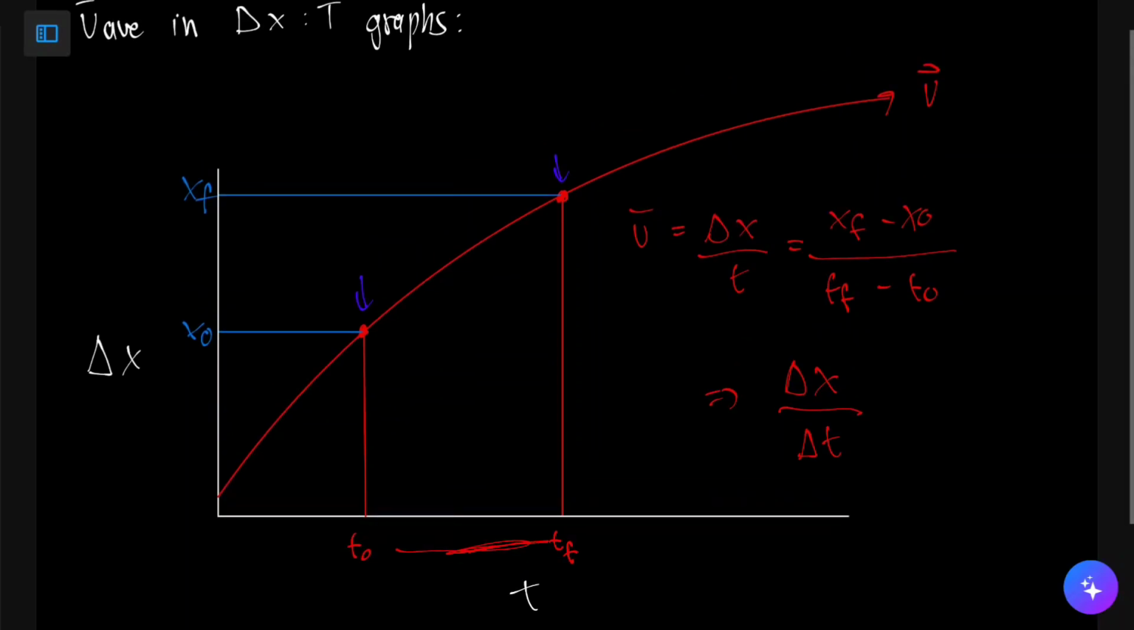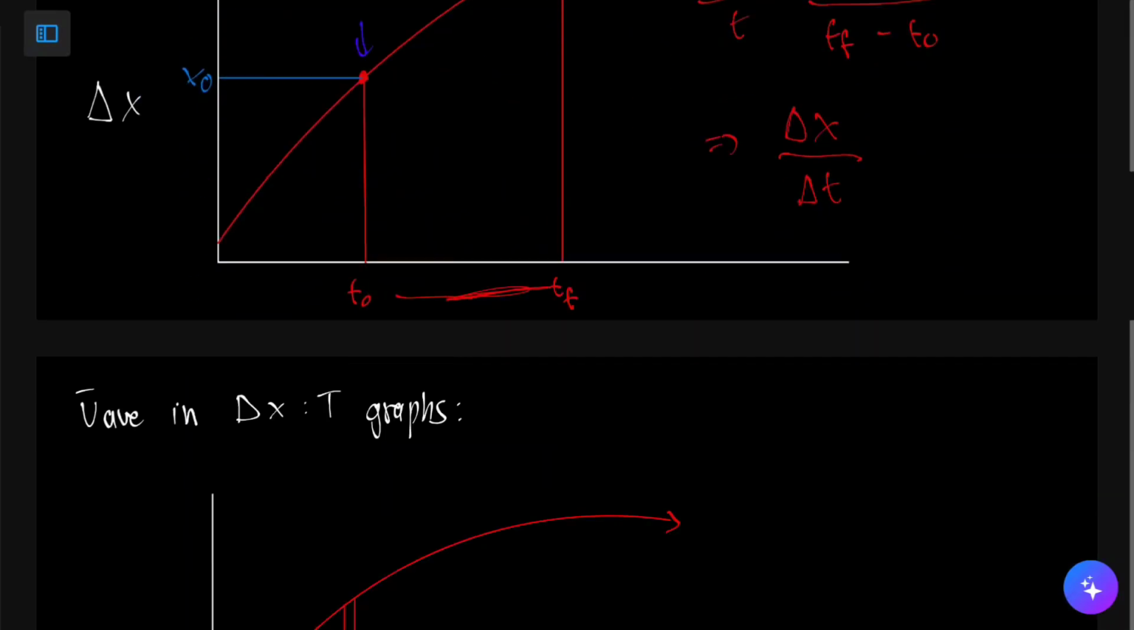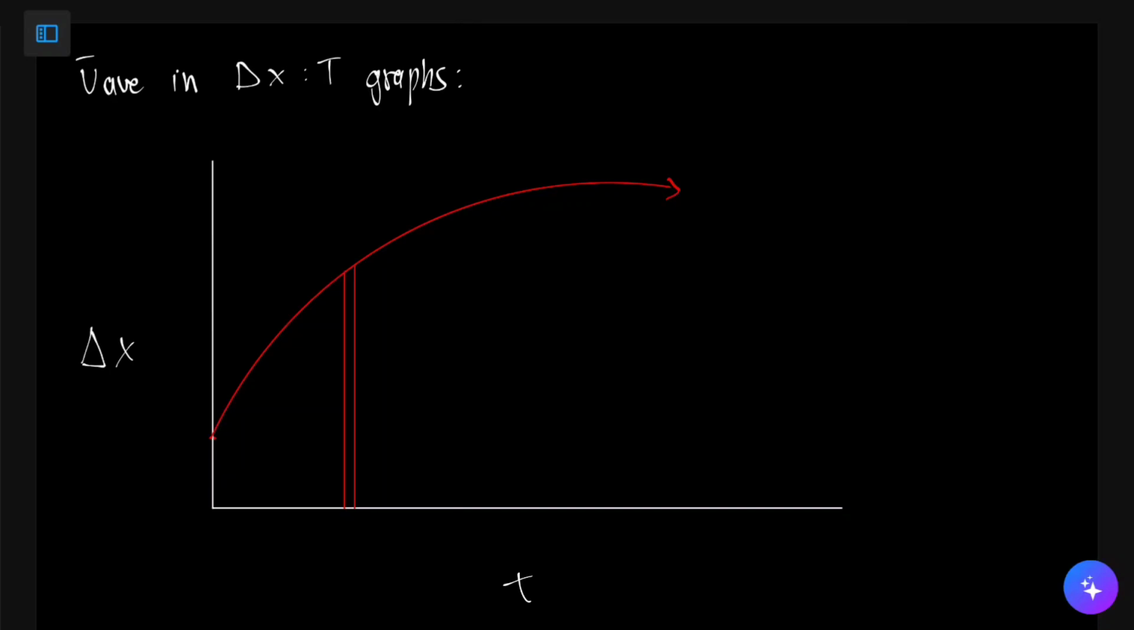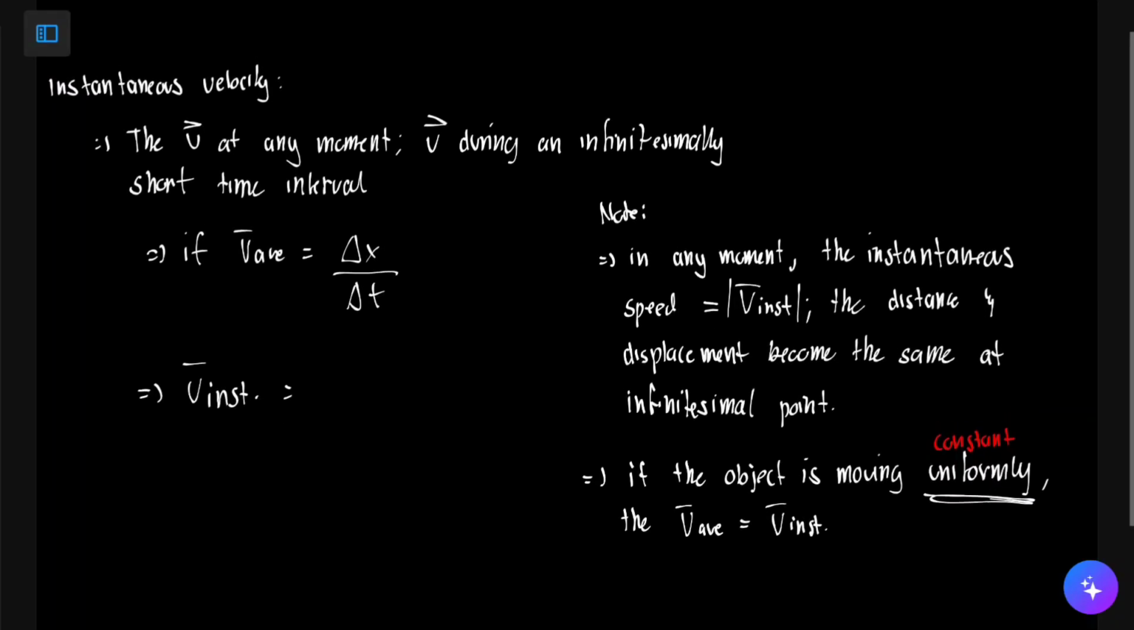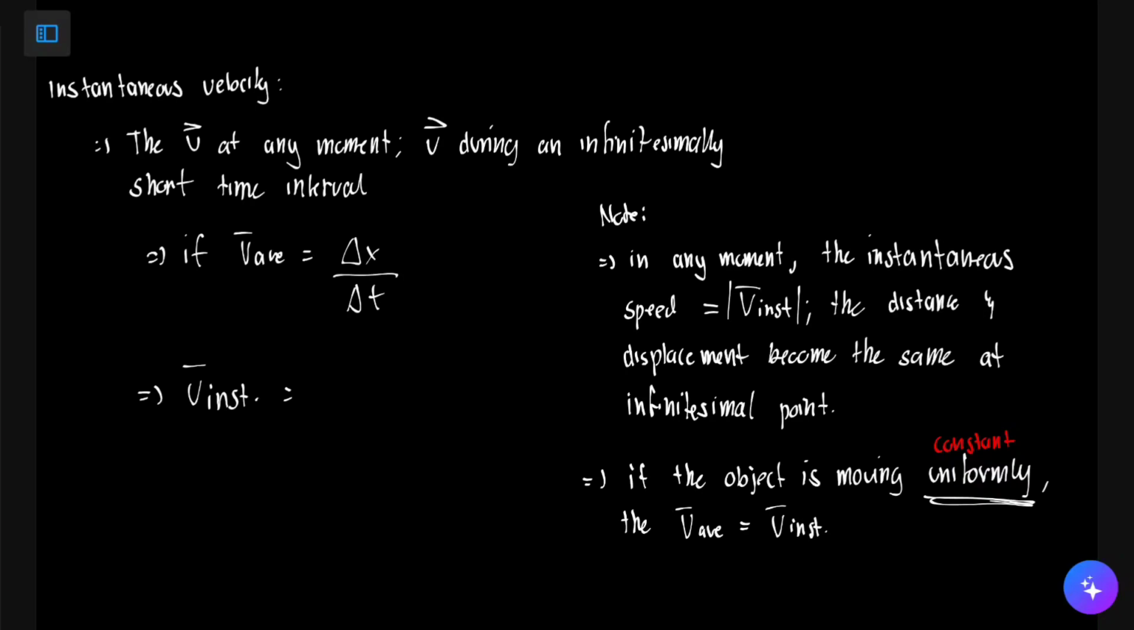Now, moving on. What if you decided that you want to take the average velocity at a very infinitesimal point? Earlier we had two points like that. So you decided to shrink that, shrink that, shrink that until you reach one single point along this line. So, that is what you call your instantaneous velocity.